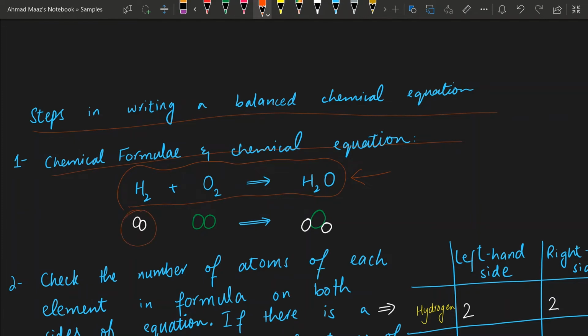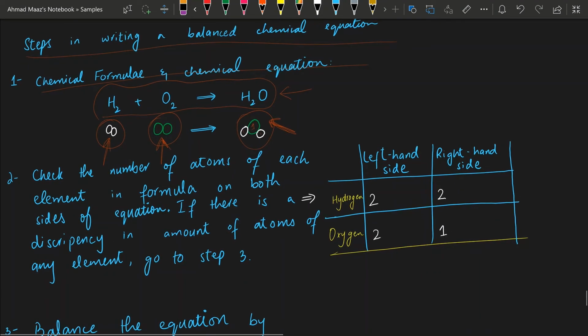I have just shown you this diagrammatical representation of what is actually happening. We have a hydrogen molecule which has two atoms of hydrogen, and we have an oxygen molecule which has two atoms of oxygen, and we have a water molecule which has one atom of oxygen and two atoms of hydrogen. So where did the other hydrogen atom go? We had two hydrogen atoms over here, and now we have one. How is it possible? The thing is, it doesn't go anywhere. We'll just see what actually happens.